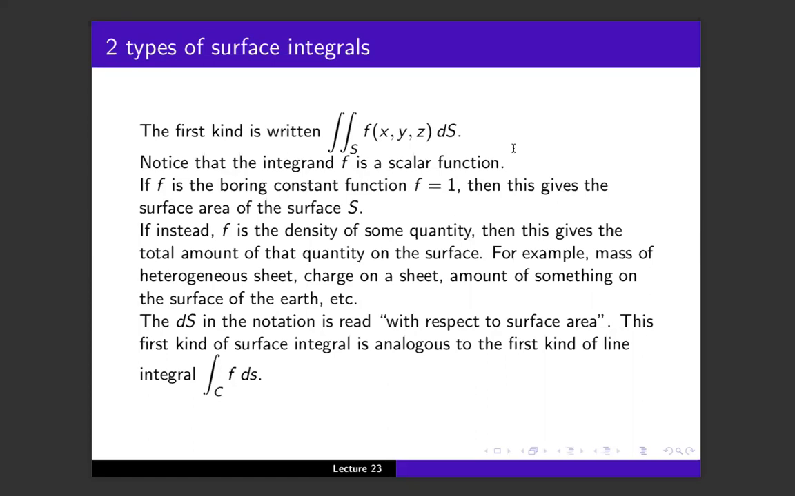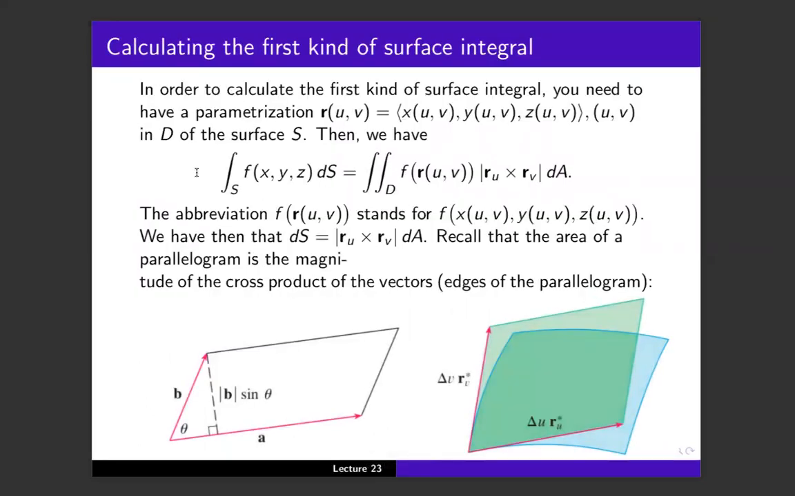Now, the dS notation means with respect to surface area. So it's important to recognize that you've got d capital S, which is with respect to surface area, versus d little s, which is with respect to arc length. So capital S refers to surface area, little s refers to arc length. So how do you actually calculate one of these things? Well, like with line integrals, the idea basically is going to come down to how do you approximate area? So what do you do with the f(x,y,z) dS?